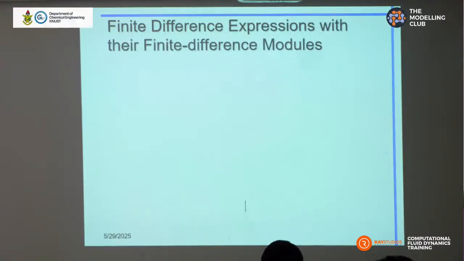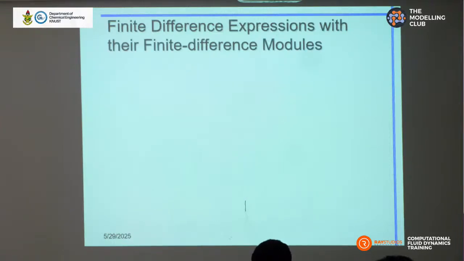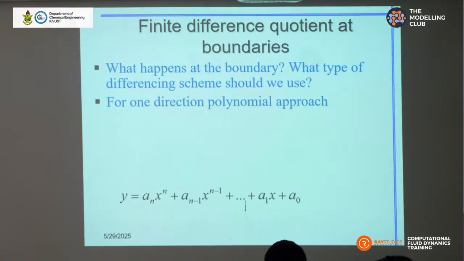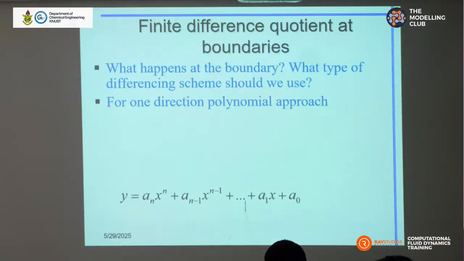All right, so once we have obtained the finite differences for the different modules, then we have to think of what happens at the boundaries. There is a figure that is not appearing.